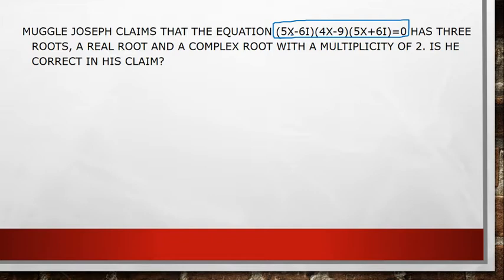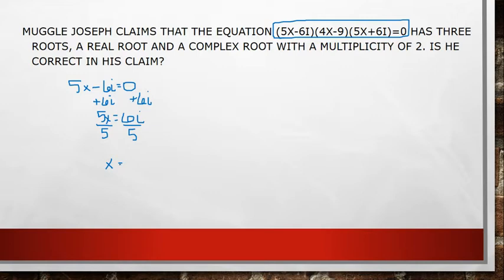So I'm going to start with my 5x minus 6i equals 0, and I'm going to solve for x. So I need to add 6i to both sides. So I now have 5x equals 6i. Now I need x by itself. 5 is multiplied. Undo multiplication by division. Divide on both sides. So I now get x equals 6/5 i. So that's one root. Let's go to the next one.